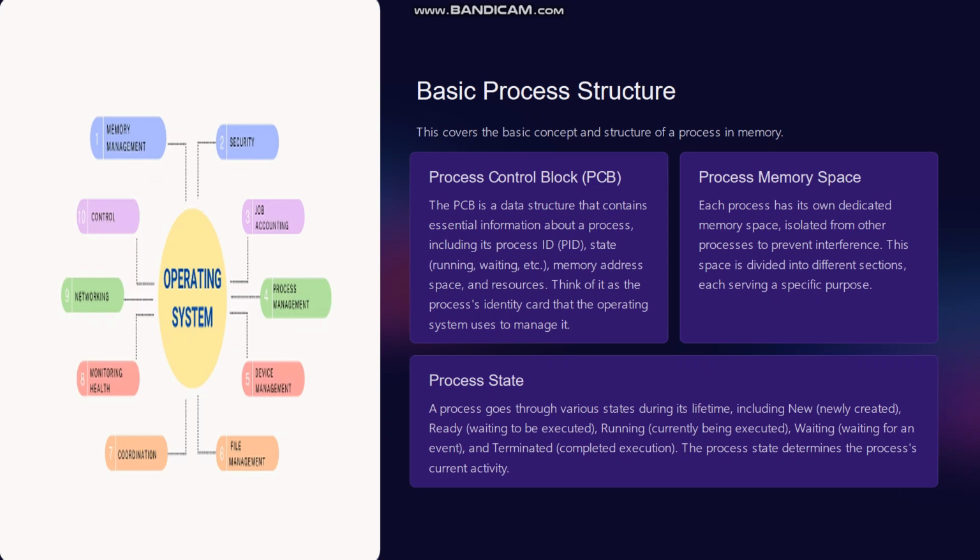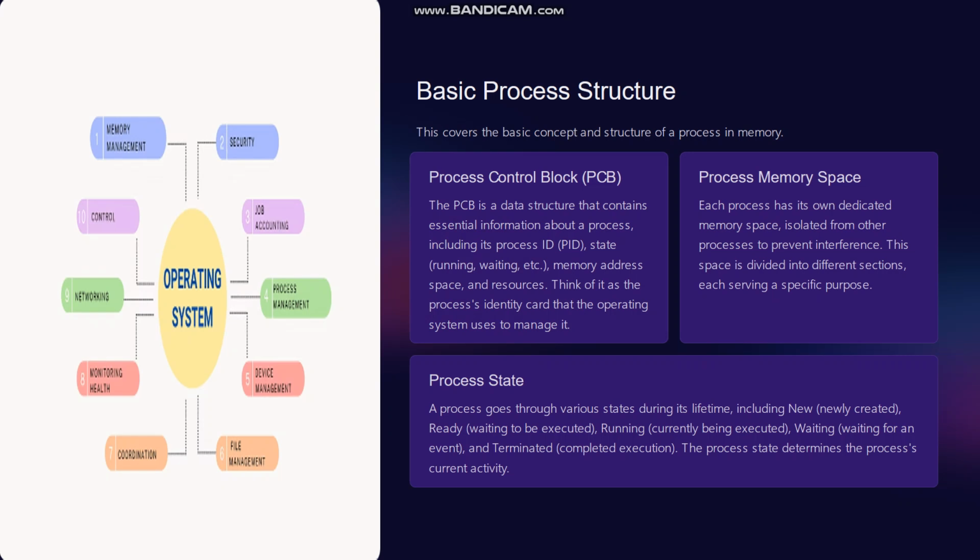Process control block (PCB). The PCB is a data structure that contains essential information about a process, including its process ID (PID), state (running, waiting, etc.), memory address space, and resources. Think of it as the process's identity card that the operating system uses to manage it.